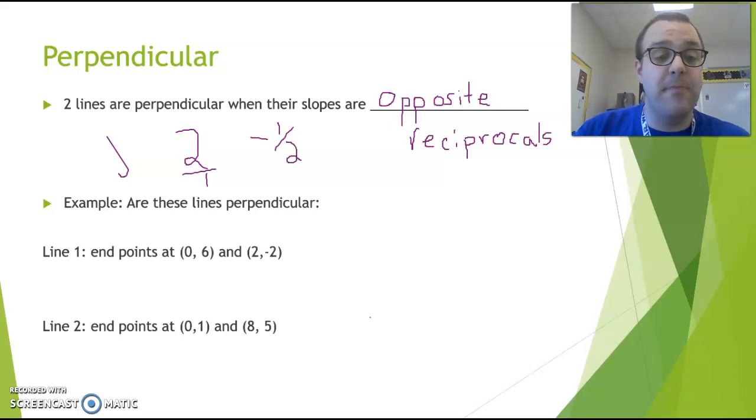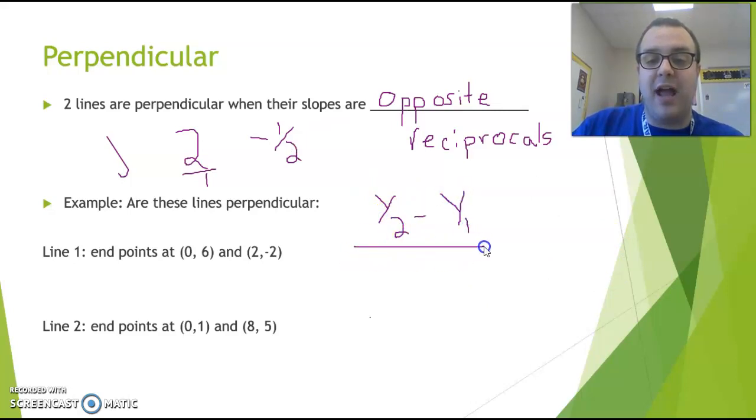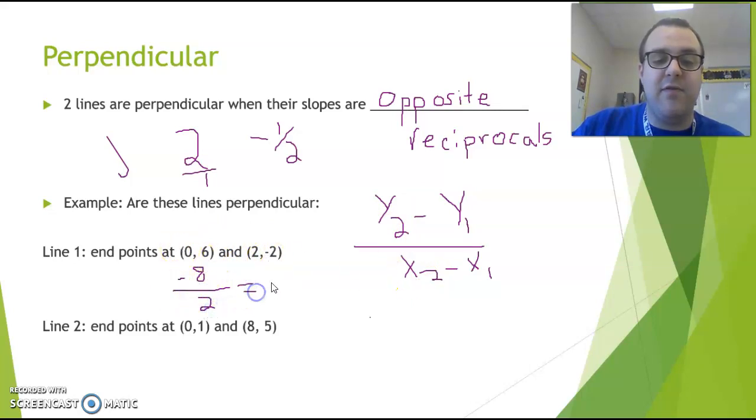meaning the lines are perpendicular. In order to use the slope formula, just as a reminder, the slope formula is y2 minus y1 over x2 minus x1. So for example, in this problem right here, when I go to find the slope, for my y's, it would be negative 2 minus 6, which would be negative 8. And then I do 2 minus 0, which would be 2, leaving me with negative 4 as my slope. With the second one, I do 5 minus 1, which would be 4, and then 8 minus 0, which would be 8, which would simplify to 1/2.